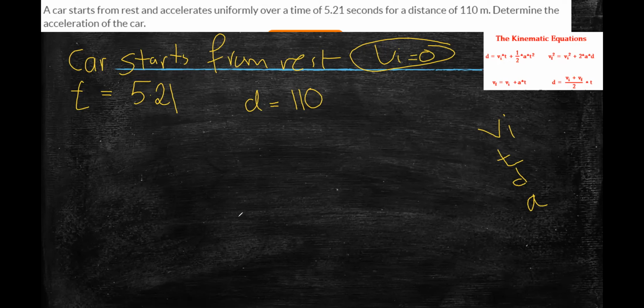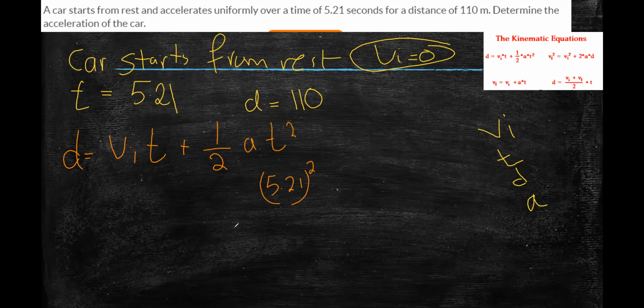The first one here: D is equal to V initial T plus half A T squared. Where's T? It is 5.21 squared. A, where's A? I have to find it. Times half. Plus, where is T? It is 5.21. V initial is given. It is 0. And the distance is 110.